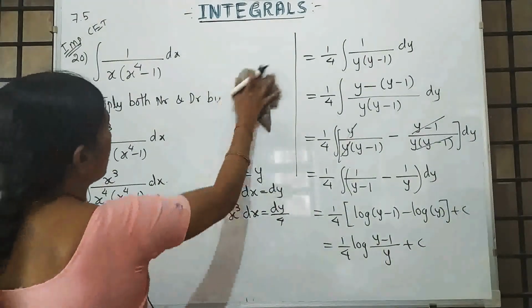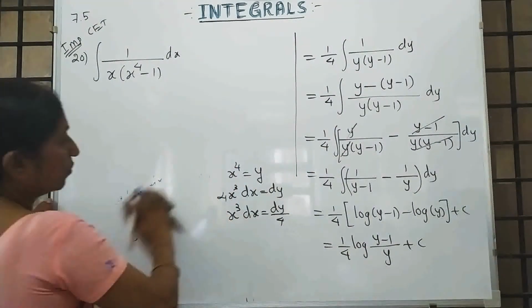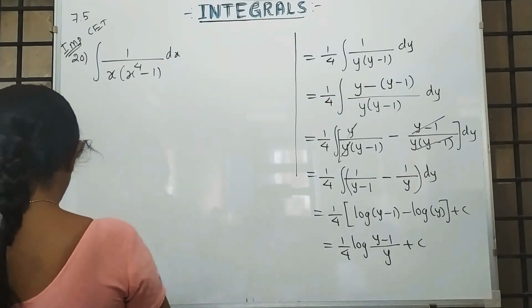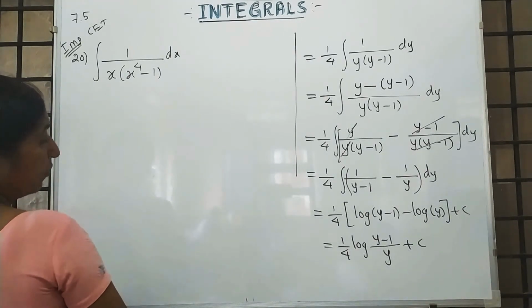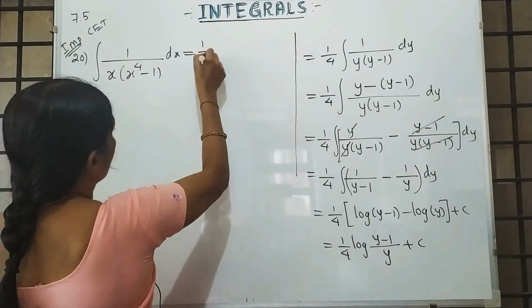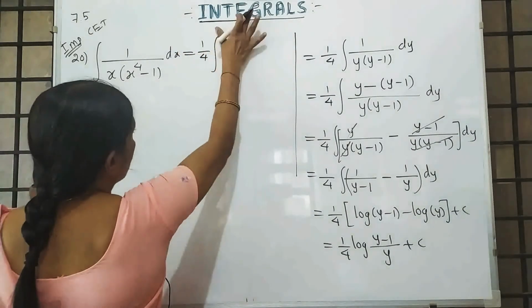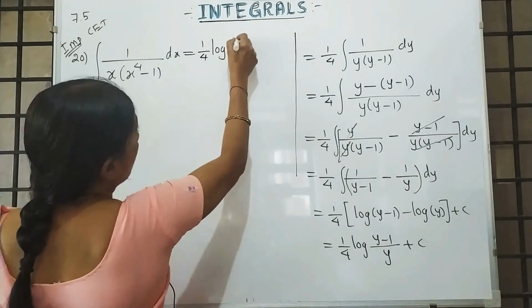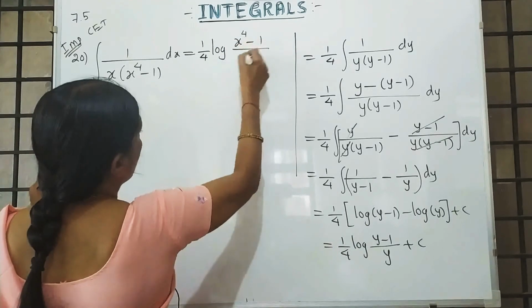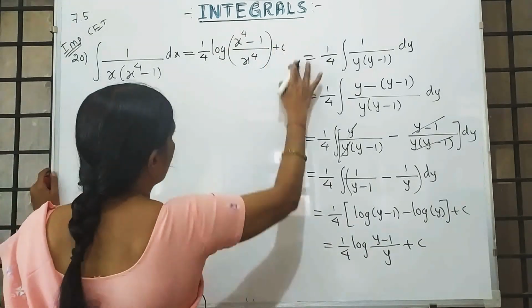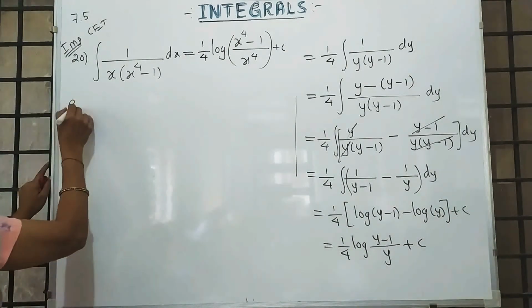But the problem is in the form of x. So it is integration of 1 upon x into x raised to 4. In place of y, what are you writing? We are writing x raised to 4, because go back and see what the substitution is. It is 1 by 4 log of x raised to 4 minus 1 upon x raised to 4 plus c. See, with the help of this example, I am writing a general formula here.